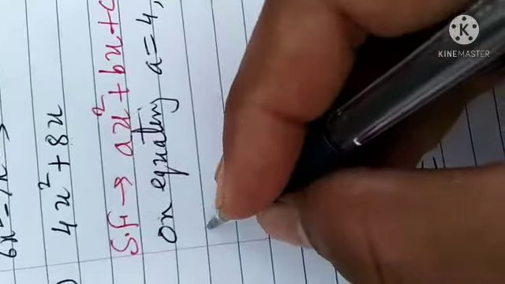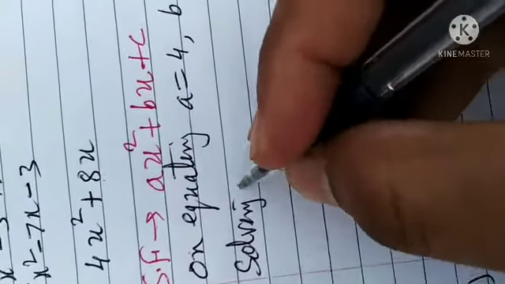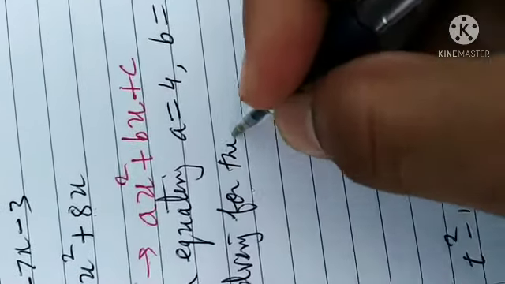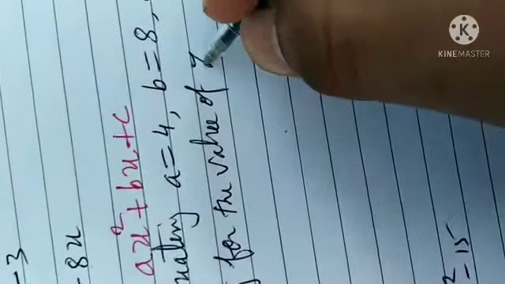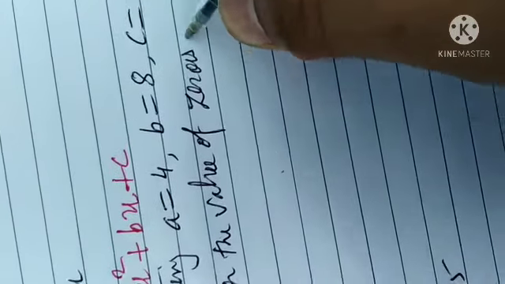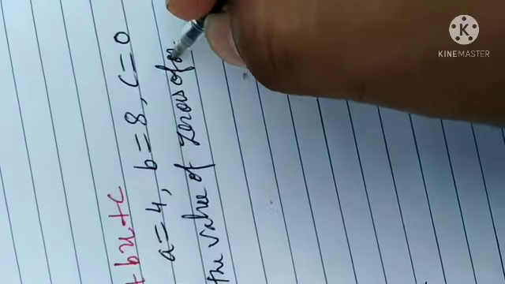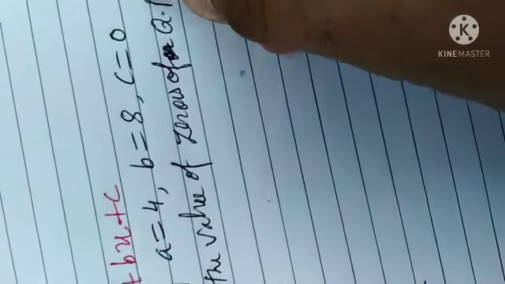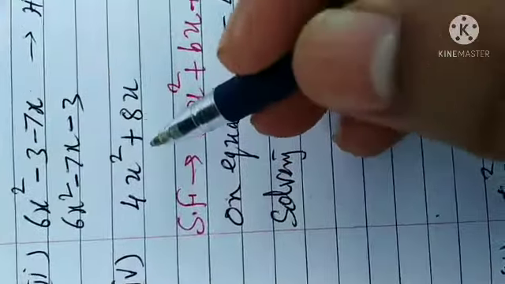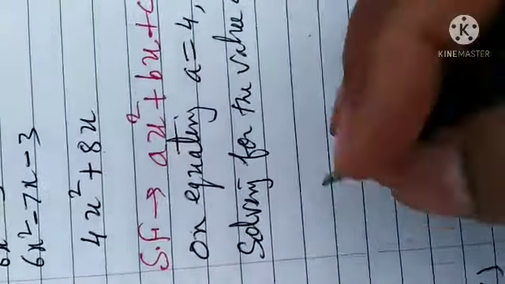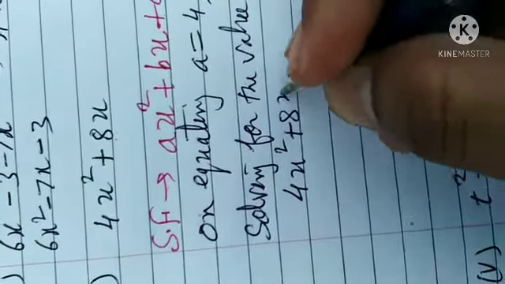Now solving for the value of zeros of this quadratic polynomial. It's very simple. Here there is no need to do splitting the middle term, because only 2 terms are there. So directly we can start with 4u square plus 8u.